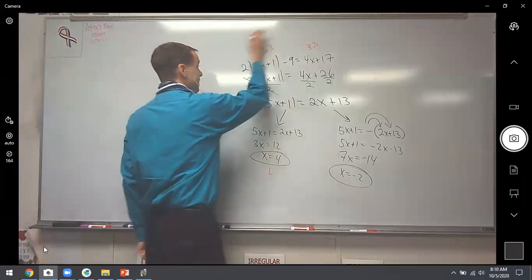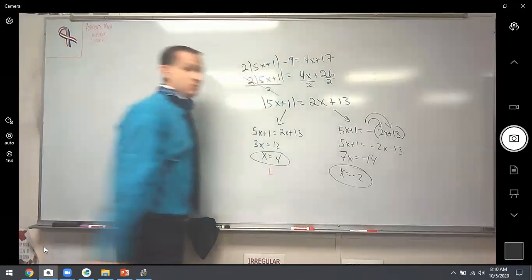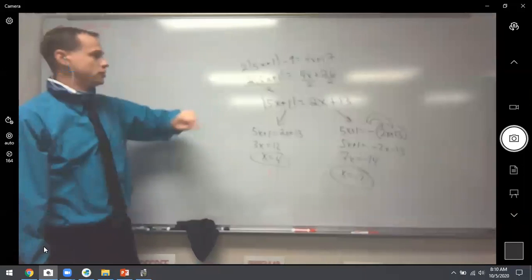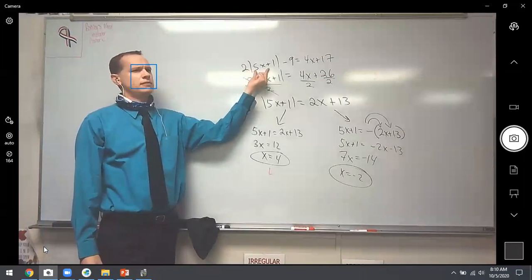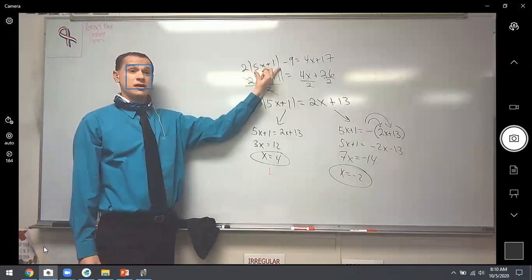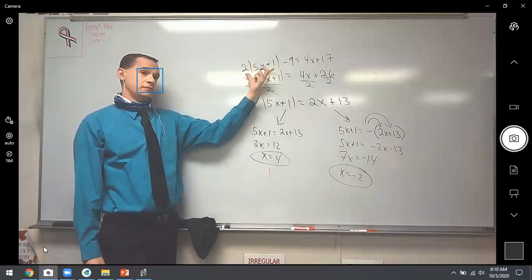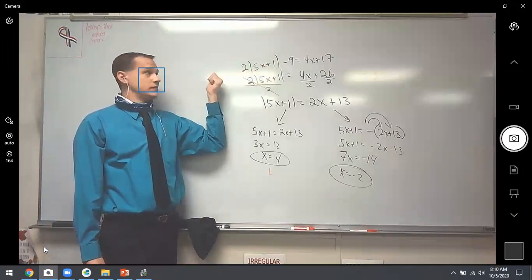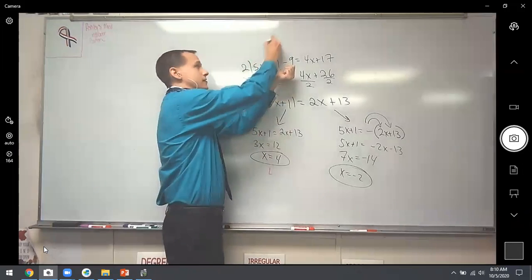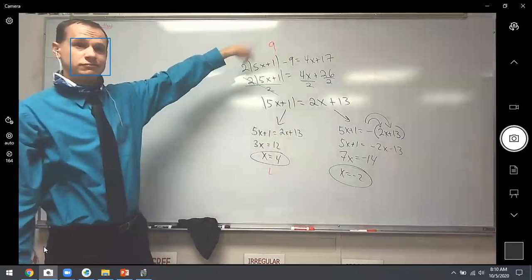It might not. You might not always have an extraneous solution. It just depends on the case. So let's just try it out and see what happens. -2. 5 times -2 is -10. -10 plus 1 is -9. Absolute value of -9 is 9. 9 times 2 is 18. 18 minus 9 is 9. This side would be 9.